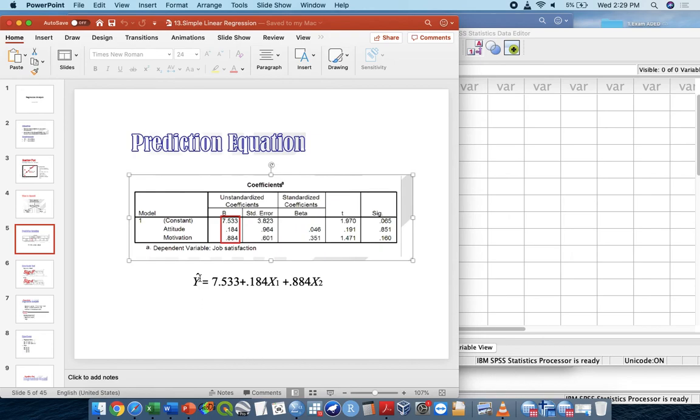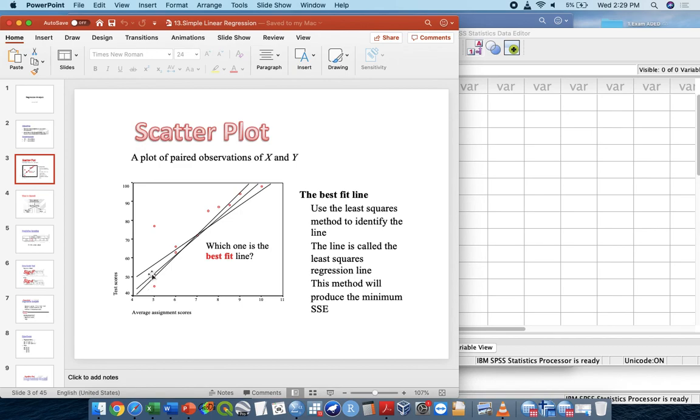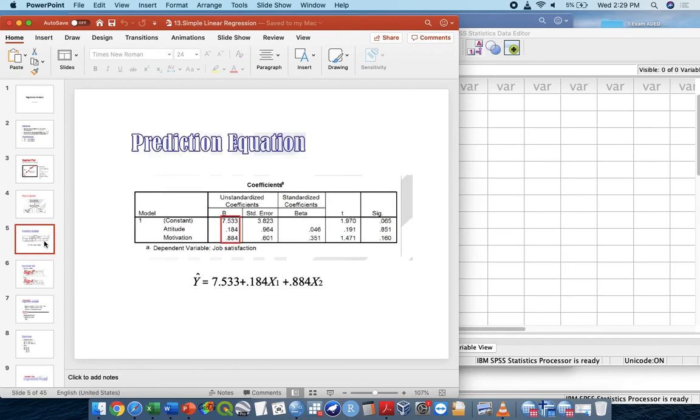So in this case, you can see y hat is equal to 7.533. The constant here, 7.533, is your intercept. What is intercept? It is associated with the line that crosses the y axis. That's called the intercept. Intercept is what crosses on the y axis, that's called intercept. And then we have the attitude, for example, as our x1, and the motivation as our x2. So these are all the x's that we are talking about.